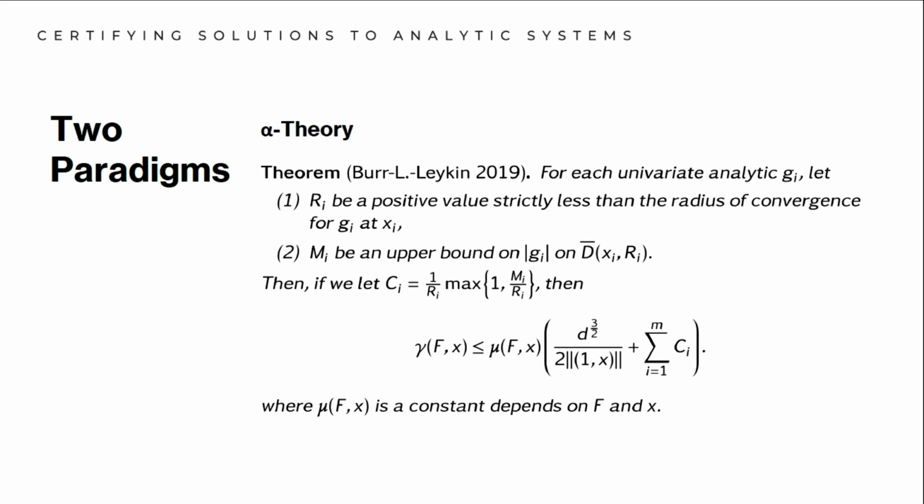This mu is a condition number for f and x. So this is the upper bound for this gamma here. So we can use alpha theory without computing this gamma value.